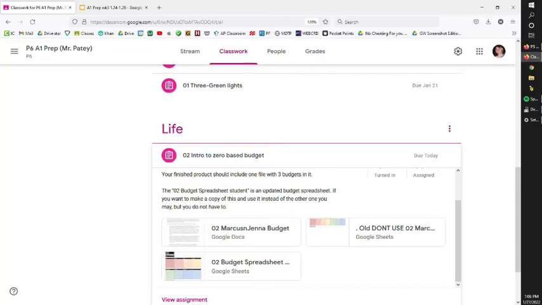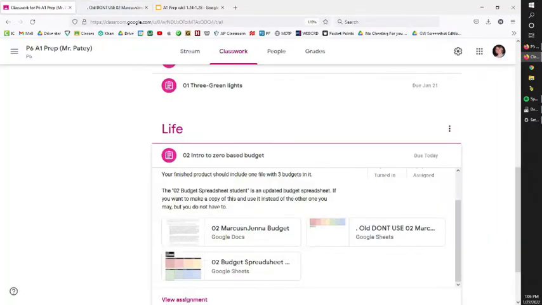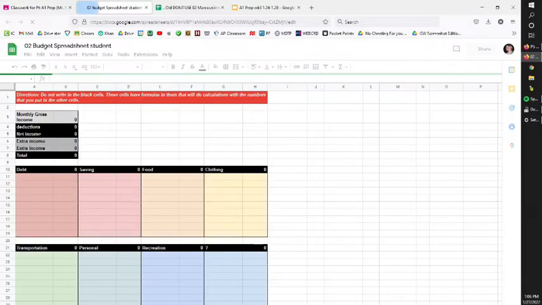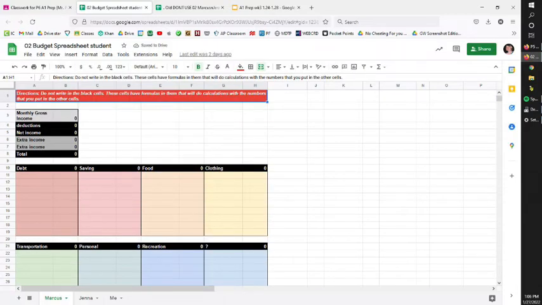Okay, so we started out with this budget right here, right? This is what it looks like. And then I also recently just put up this budget. It's different in style because I noticed some students accidentally writing in some of these numbers, and you're not supposed to write in those numbers. All the numbers that are in black cells, you're not supposed to overwrite. Okay, you're supposed to leave those there.